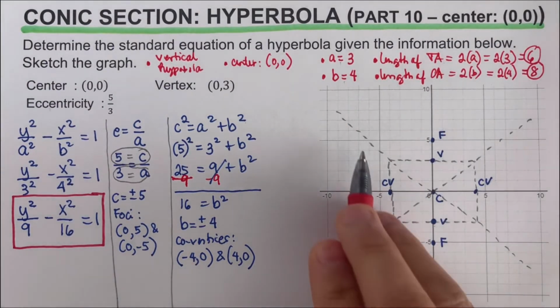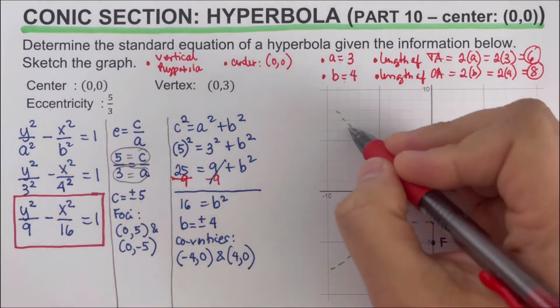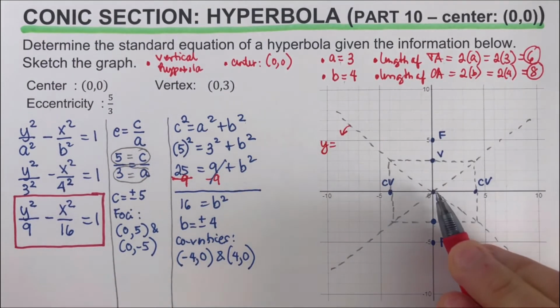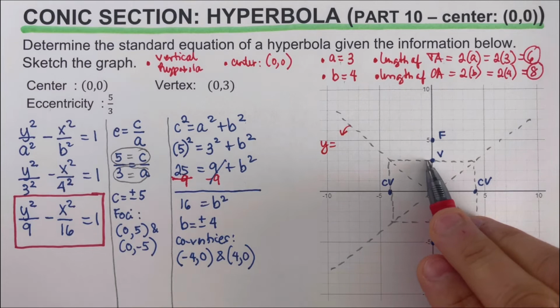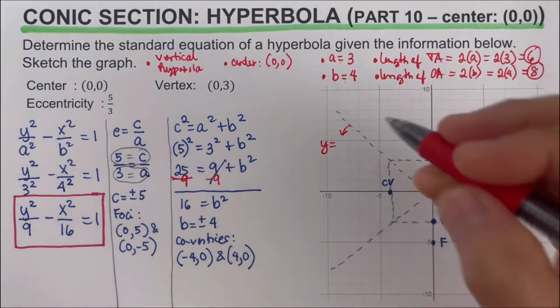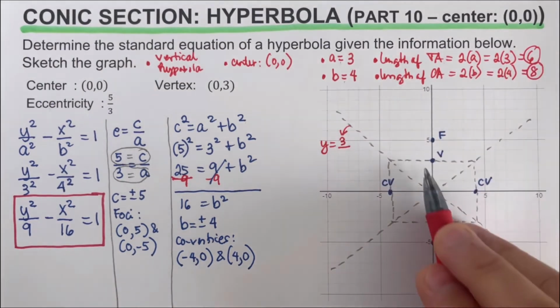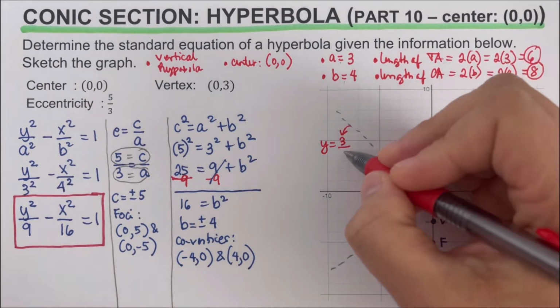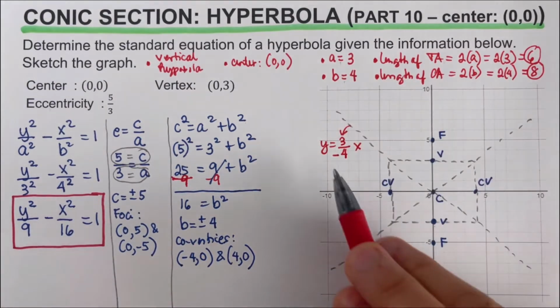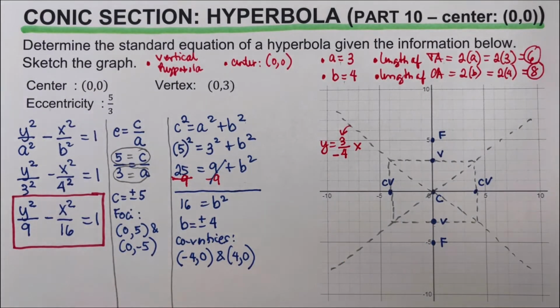The equation for this asymptote right here would be having a negative slope. So that is y equals, remember, we go up and over to get to the other corner of the rectangle. So I go up 1, 2, 3, and that is over 1, 2, 3, 4. That's over 4. I put negative to it because I went to the left. So that is y equals 3 over negative 4x.